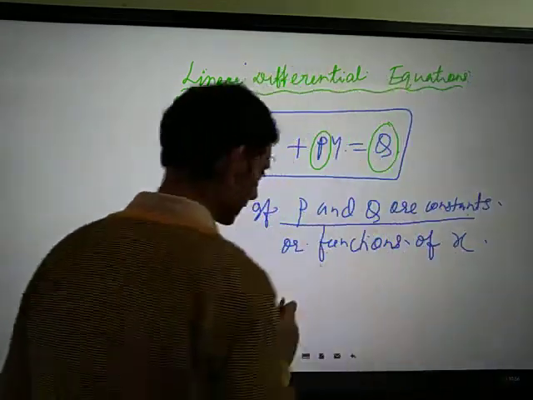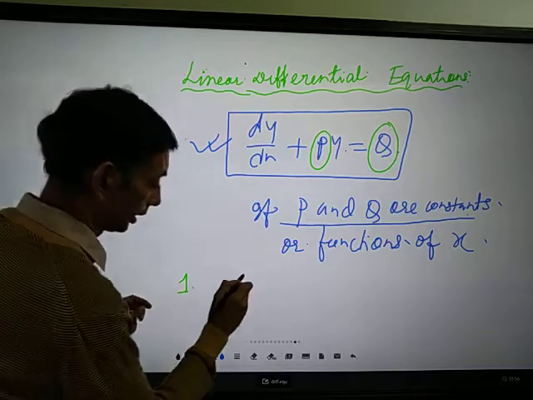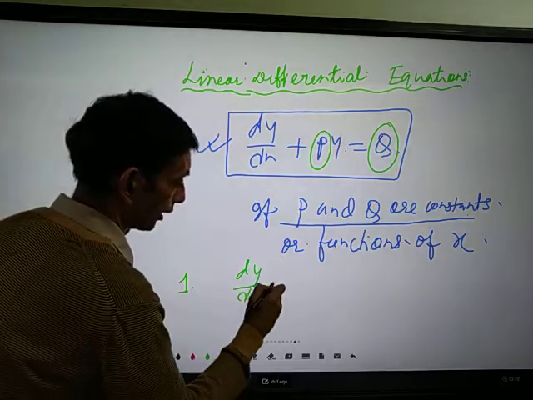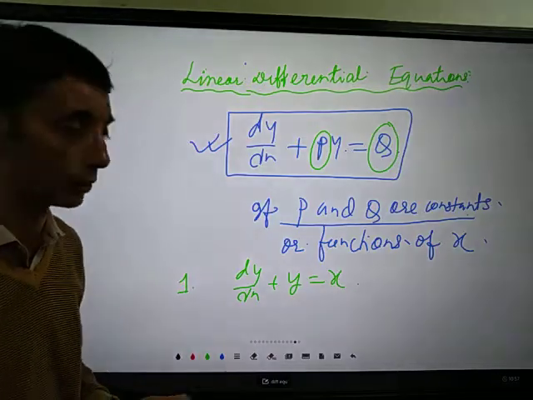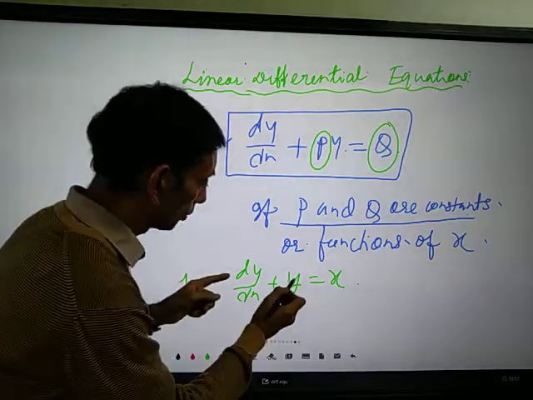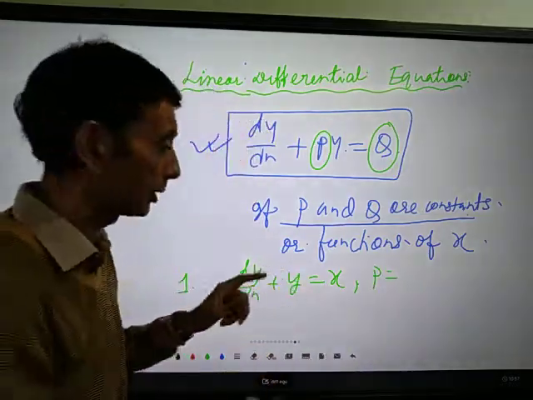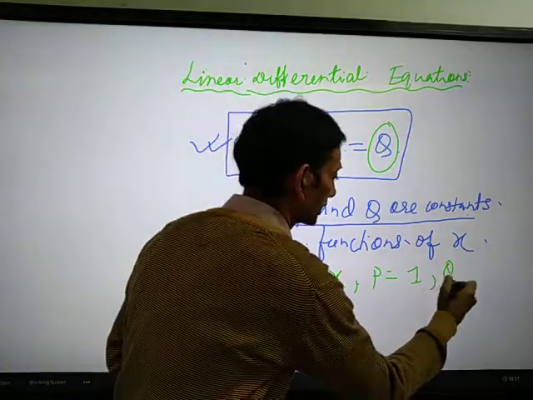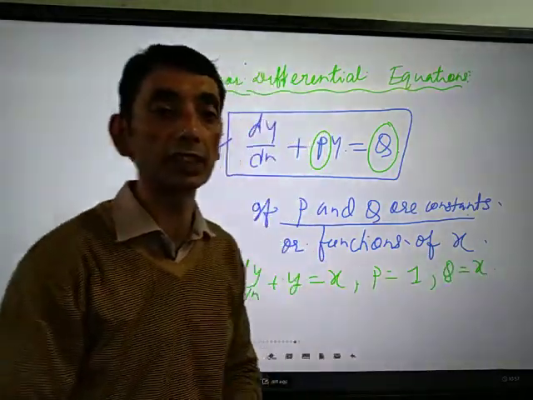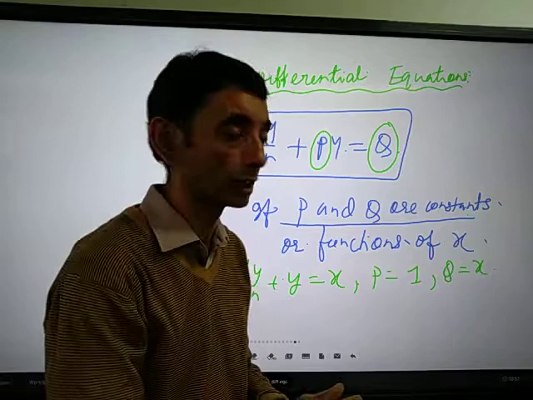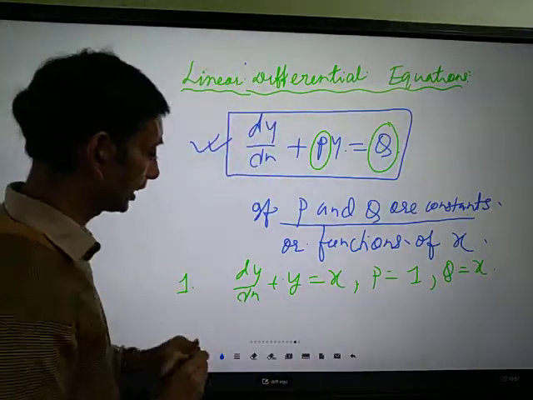So if I write some examples, say example 1, dy by dx plus y equal to x. It's a simple linear differential equation. Why? Because what is p here? Here p, that is the coefficient of y, is 1, and q is equal to x. So p is a constant, q is a function of x. Both can be constants or both can be functions of x. Therefore this is a linear differential equation.